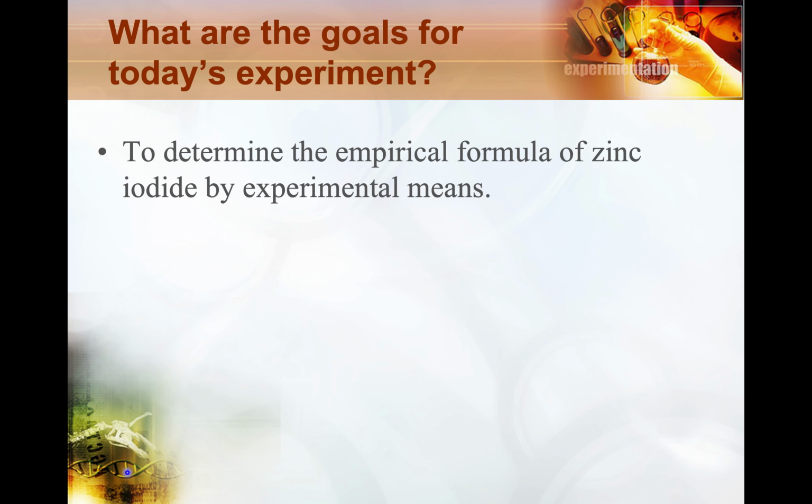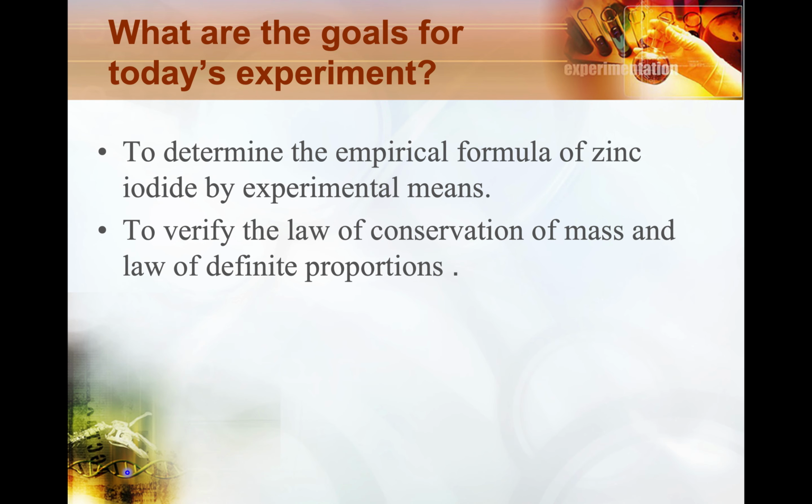So the overall objective is to determine the empirical formula of zinc iodide by experimental means. And with that, we'll include testing and verifying the law of conservation of mass and the law of definite proportions, because you will not create or destroy mass during this reaction, and we'll use that to show that there's a definite proportion of zinc and iodine in the product zinc iodide.